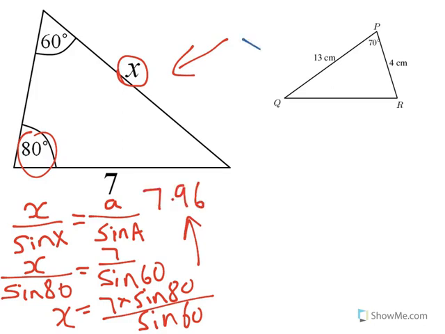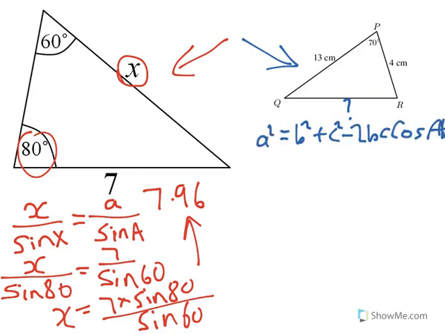For the question on the right, I need to look at my angle of 70 and see if there's an opposite side to it. Now in this case, QR, I don't know. If I want to find the side QR here, then I'm going to have to use a different rule. If I can't use the sine rule, because 4 doesn't have an angle opposite and 13 doesn't have an angle opposite, I'm going to have to use the cosine rule.